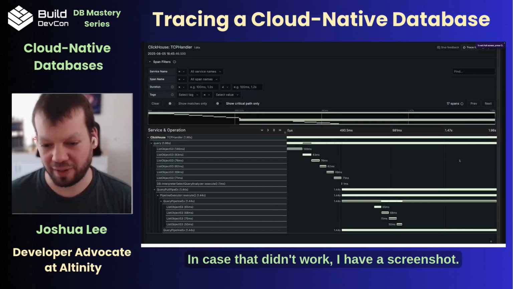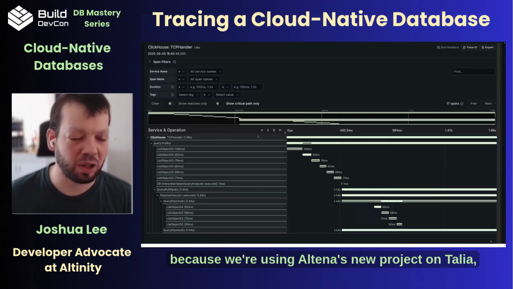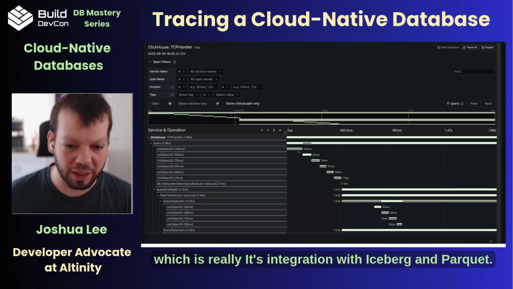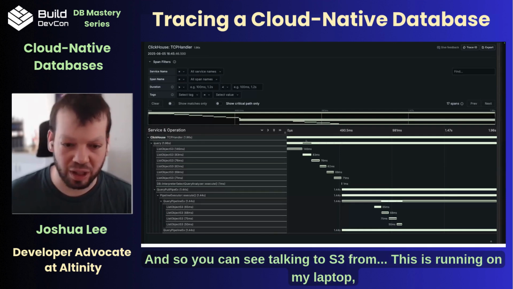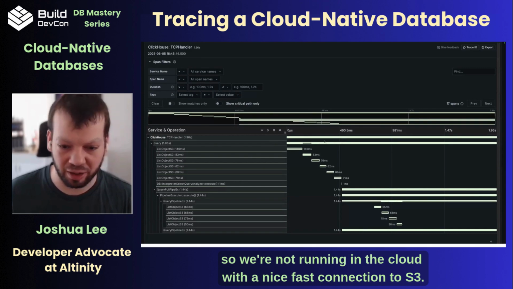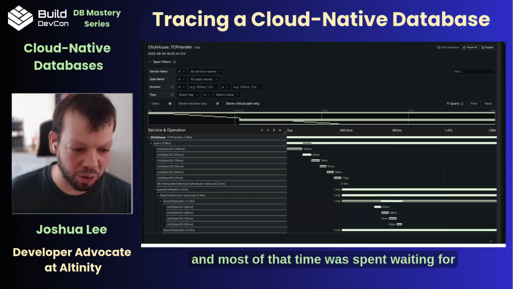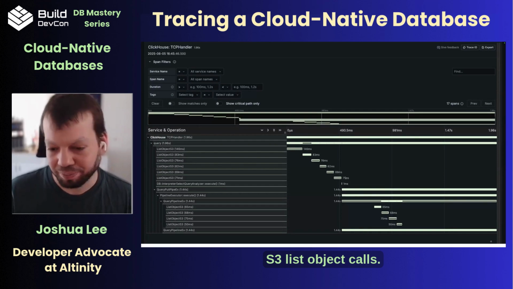In case that didn't work, I have a screenshot. You can see this is a much longer query because we're using Altinity's new project Antalya, which is an integration with Iceberg and Parquet. And so you can see talking to S3, this is running on my laptop, so we're not running in the cloud with a nice fast connection to S3. So this query took 2 seconds, and most of that time was spent waiting for S3 list object calls.